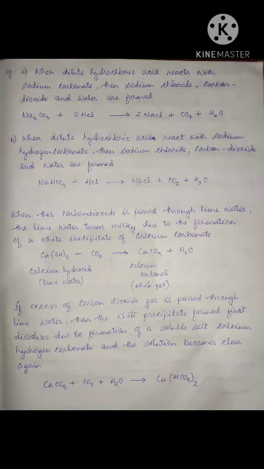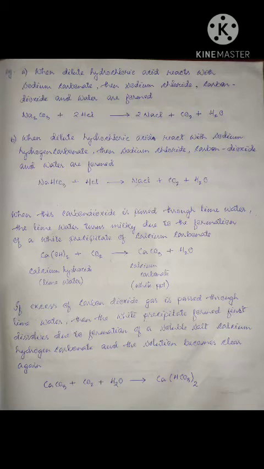When this carbon dioxide, that we obtain from the reaction of carbonate and hydrogen carbonate, is passed through lime water, the lime water turns milky due to the formation of a white precipitate of calcium carbonate. We write the equation as Ca(OH)2 plus CO2 to form CaCO3 plus H2O. That CaCO3 is the calcium carbonate. We find it as white PPT.